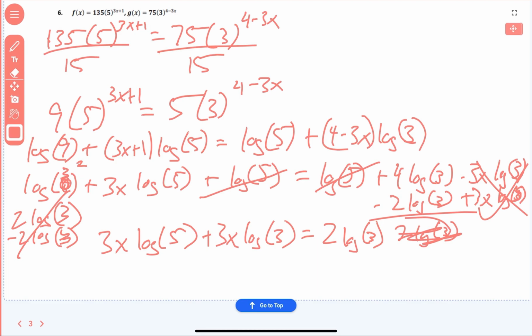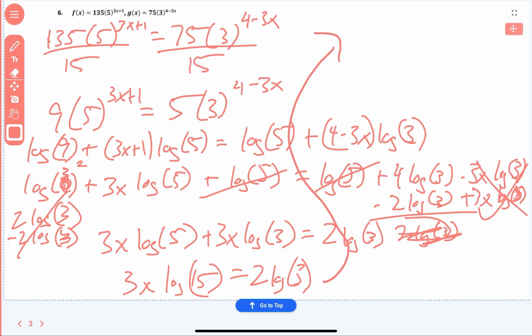Okay, so what does it mean when I got two logs added together? What can we do with it, or what is being done with those? Yeah, if we write it as 1, it's going to multiply them together, right? So let's do that, because we still have 3x log 15 equals 2 log 3. And let's move this up here now.